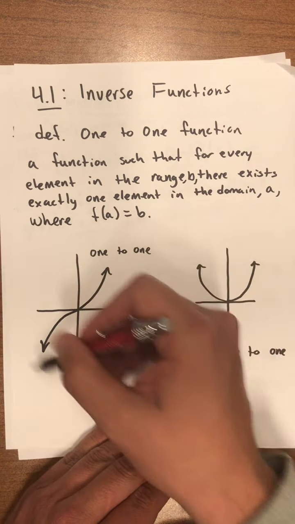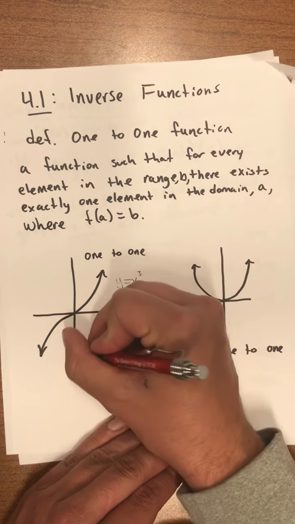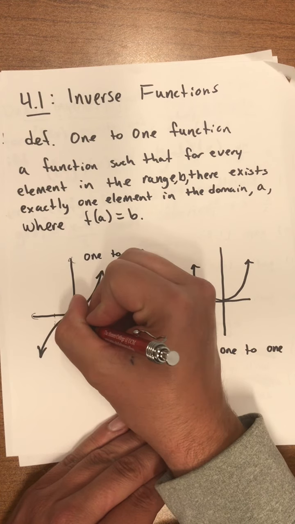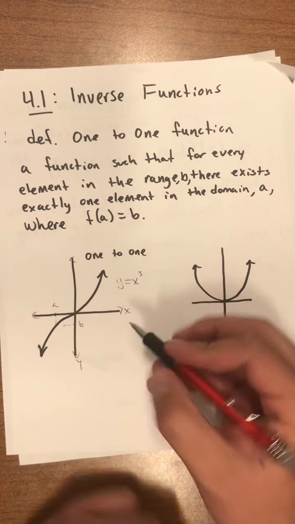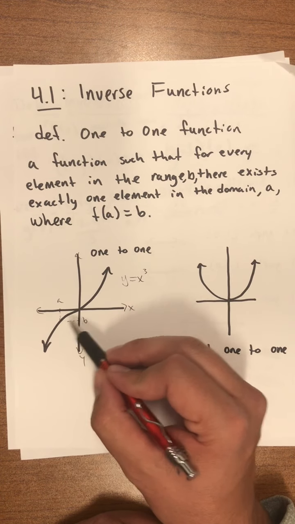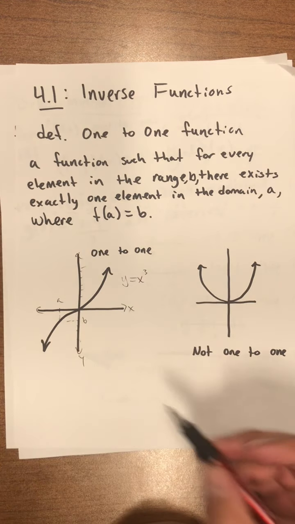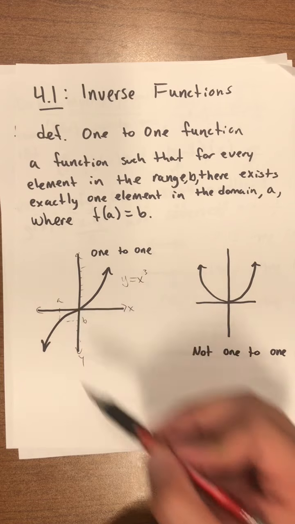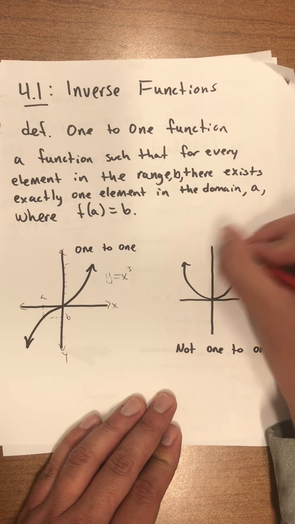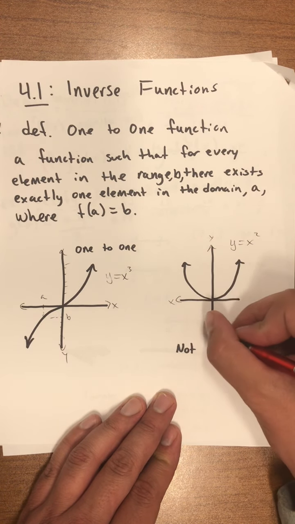So if we look over here, this is something like y equals x cubed. This is a one-to-one function because for any y value, we can only obtain that output on the y-axis, no matter what y value we choose for this function, from exactly one x value. Over here we have y equals x squared, and this function is not one-to-one.